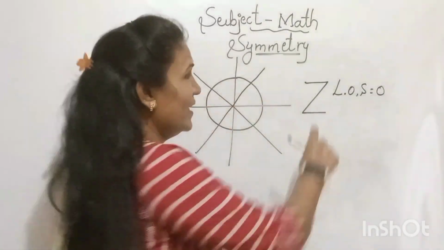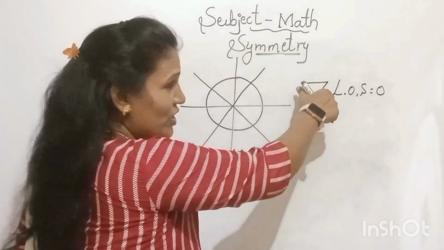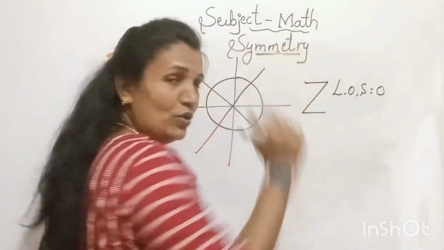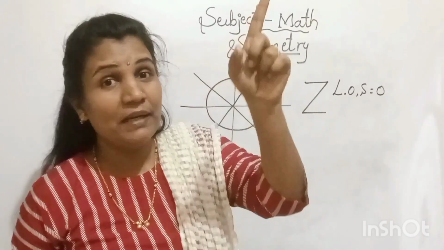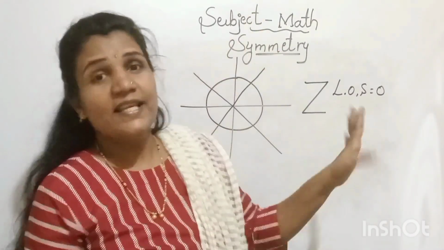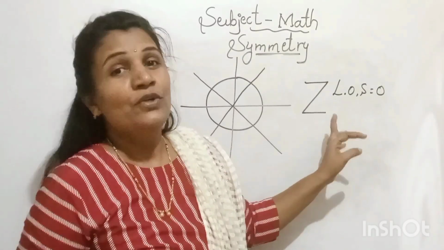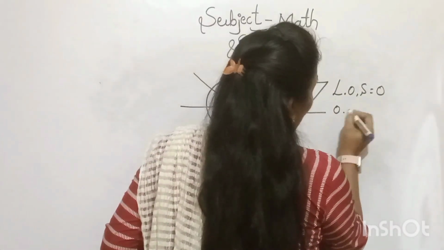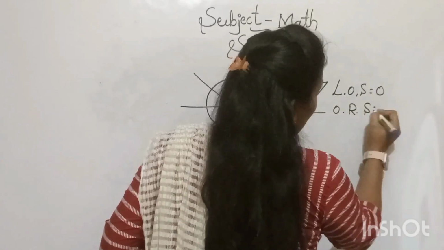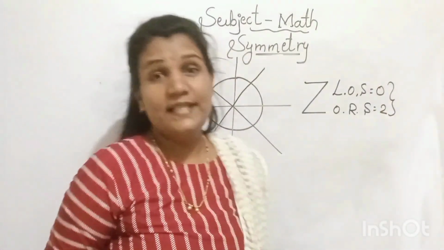Again 2. See here, this is the original position. If I turn it 90 degrees, it will not get its original position. But if I go to 180, again it will get the original position. And on the same line, by 360 degrees also it will get the same position. So this letter Z has order 2 of rotational symmetry. The order of rotational symmetry for the letter Z is 2 and lines of symmetry is 0.